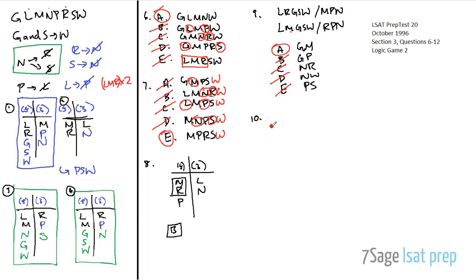Number 10, if R is not reduced, which one of the following must be true? Okay, so R is reduced here. R is not reduced, is reduced. Okay, so now we're talking about scenarios 3 and 4, right?